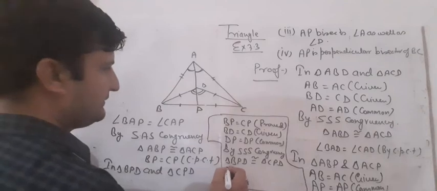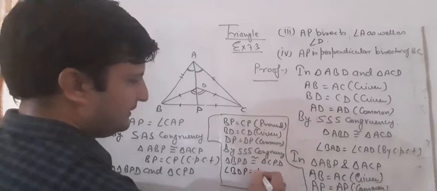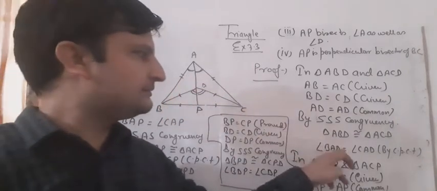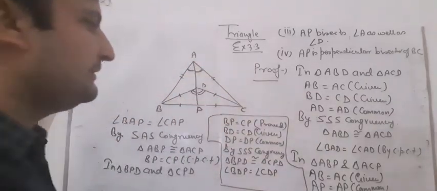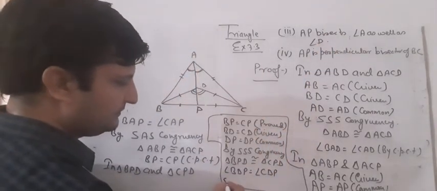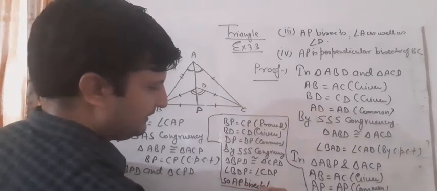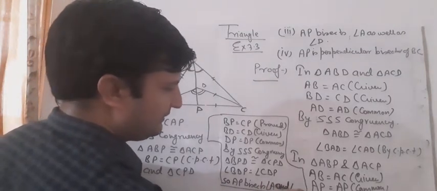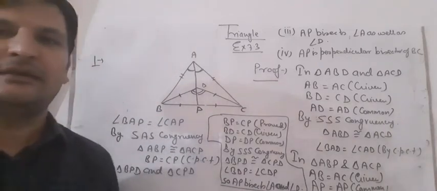So we can say that angle BDP is equal to angle CDP. And here we have already proved that angle BAD is equal to angle CAD. It means we can say that AP bisects angle A as well as angle D. So AP bisects angle A and angle D.